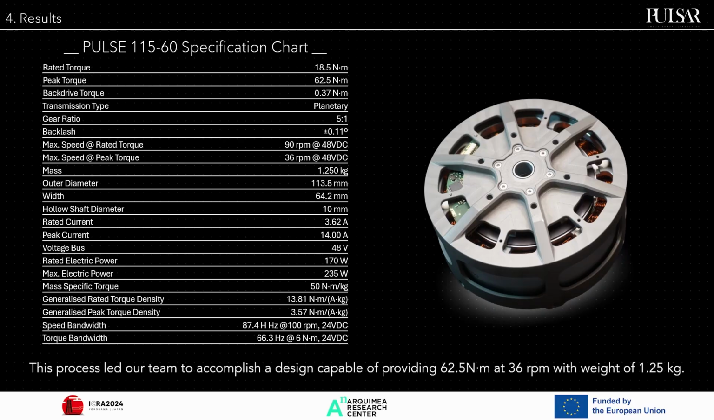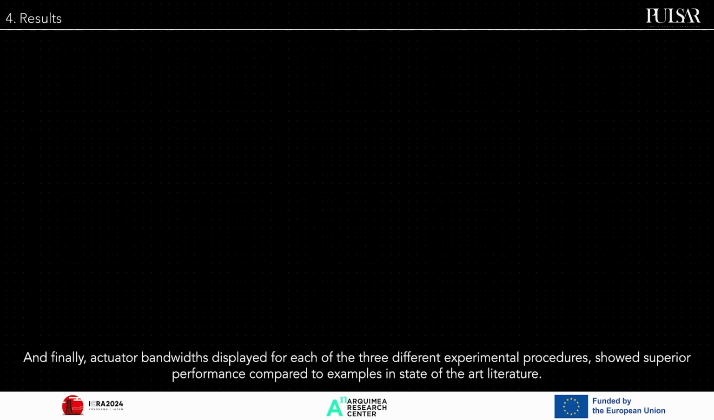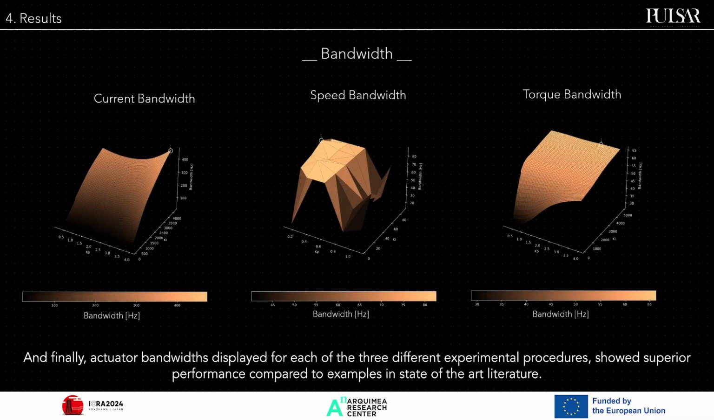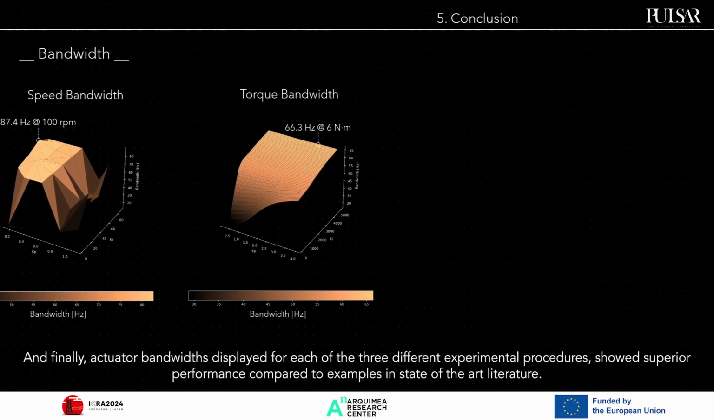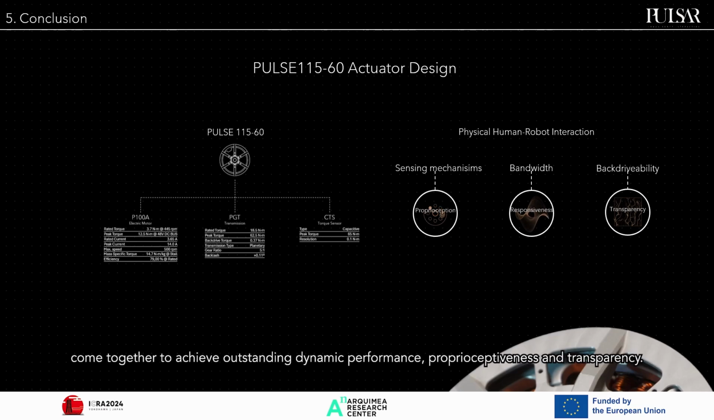This process led our team to accomplish a design capable of providing 62.5 Nm at 36 RPM with a mass of 1.25 kilograms. Backdrive torque measured according to the previously mentioned method resulted in 0.37 Nm. And finally, actuator bandwidth for each of the 3 different experimental procedures showed superior performance compared to examples in state-of-the-art literature. Therefore, the Pulse 11560 actuator was developed from scratch according to the Quasi-Direct Drive Actuator design philosophy, where all the systems come together to achieve outstanding dynamic performance, proprioceptiveness, and transparency.